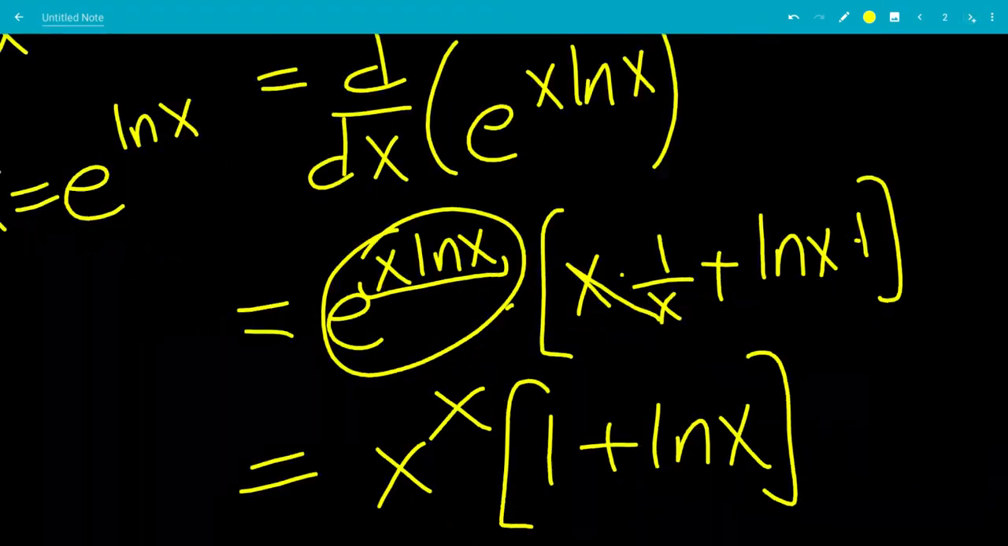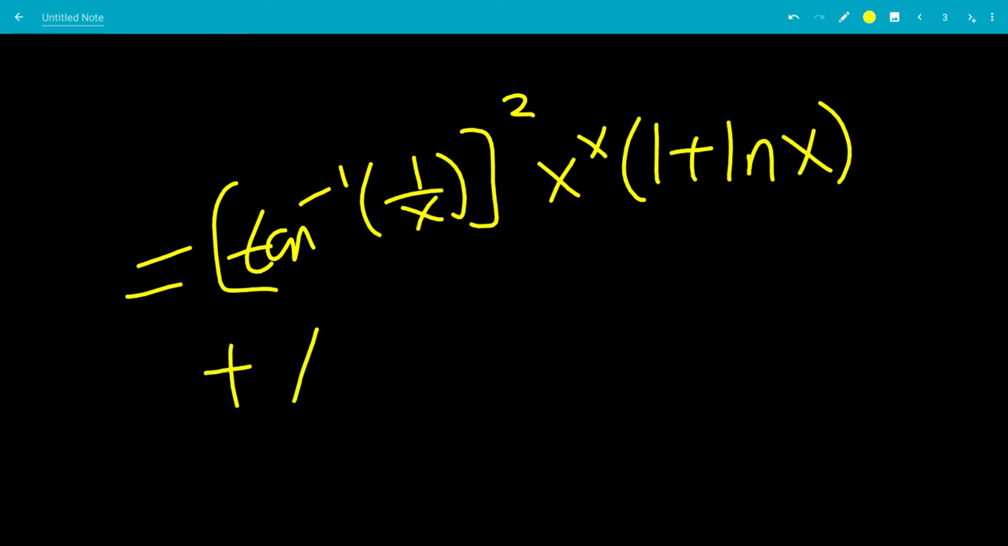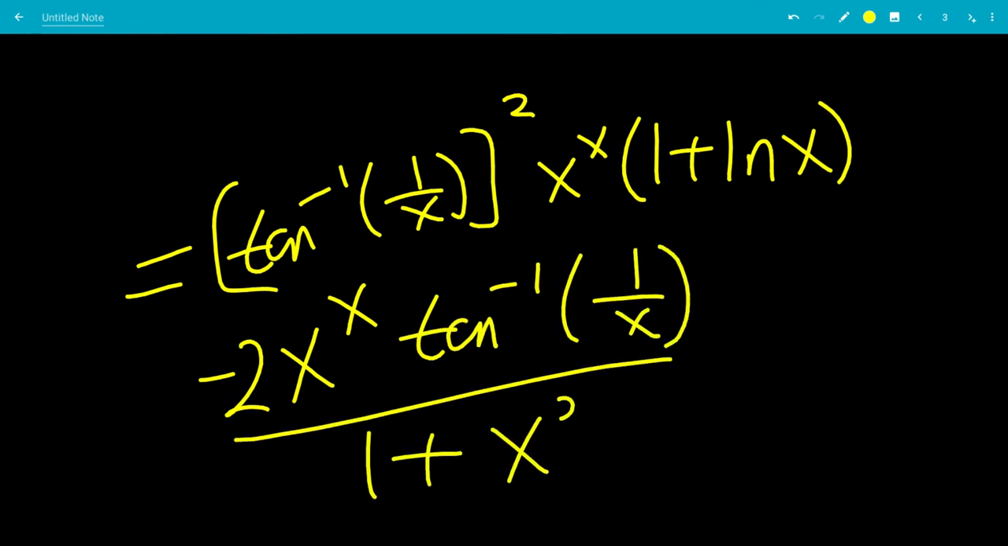So we have, let's look at the second function first. So we have the inverse tangent of 1 over x quantity squared times the derivative of x to the x. So we know that's x to the x times 1 plus ln x. And now we'll have plus the first function, which is x to the x, times the derivative of this. So we just found out it's minus 2. So we can write the minus 2 in the front. So we have minus 2 times inverse tangent of 1 over x all over 1 plus x squared.